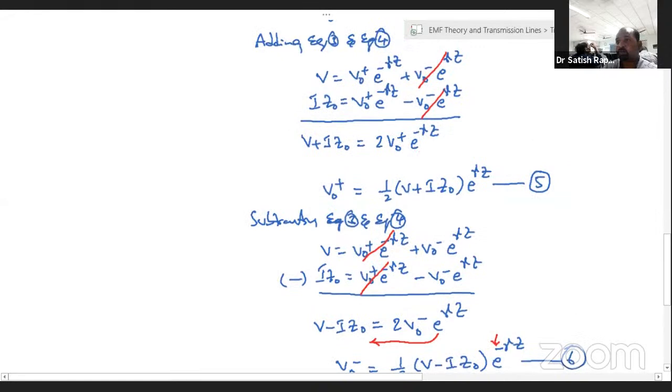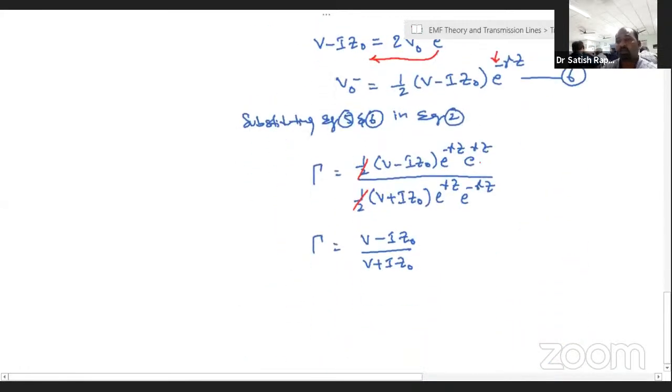So similarly here also, we are determining V naught plus. So therefore, taking this term to the other side, here we'll get plus, right? Here we'll get plus. Is it clear?